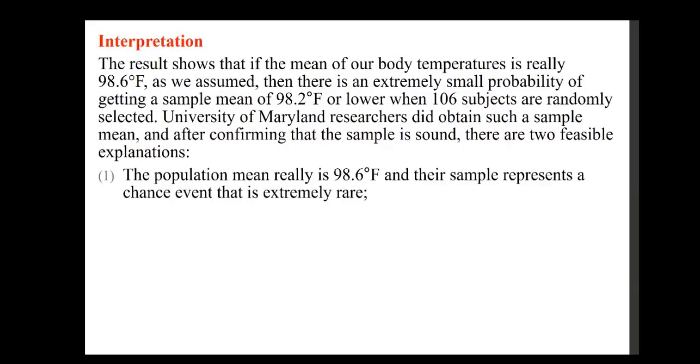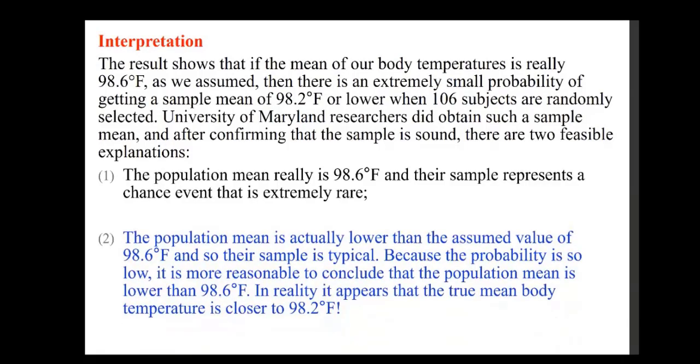The population mean really is 98.6 degrees Fahrenheit, and their sample represents a chance event that is extremely rare. What about the second one? The population mean is actually lower than the assumed value of 98.6 Fahrenheit, and so their sample is typical. Because the probability is so low, it is more reasonable to conclude that the population mean is lower than 98.6 degrees Fahrenheit. In reality, it appears that the true mean body temperature is closer to 98.2 degrees Fahrenheit.